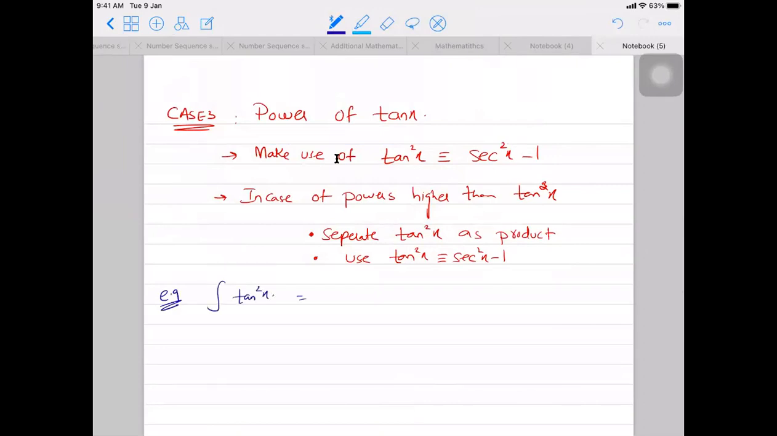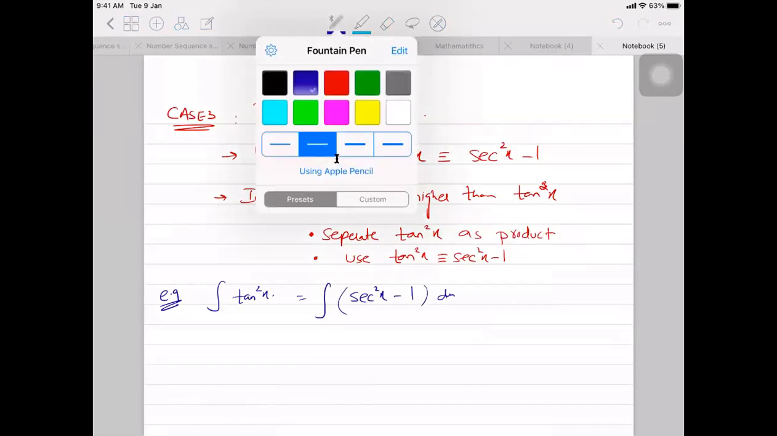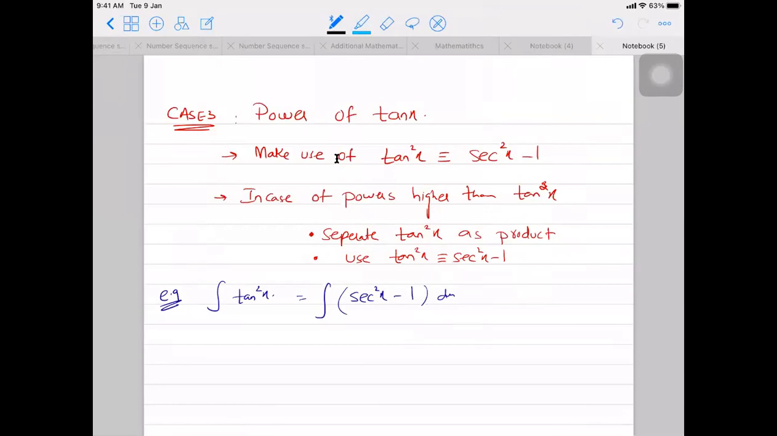So integration of tan square x, it's a power of tan x. So right away, I'm going to use the identity secant square x minus 1. What is the integration of secant square x? Tan x. Yes, tan x. And integration of 1 is going to be x. That's it.